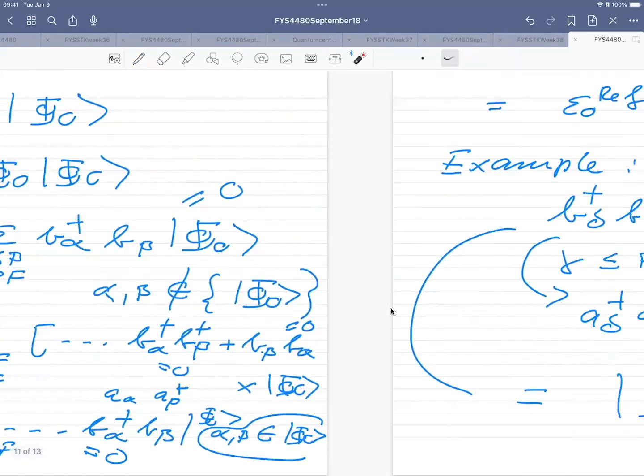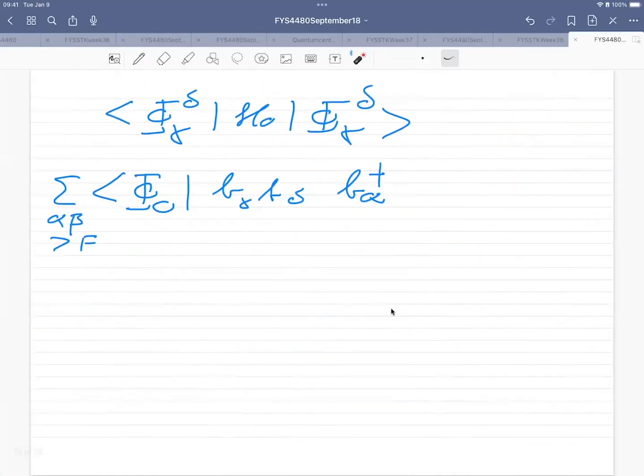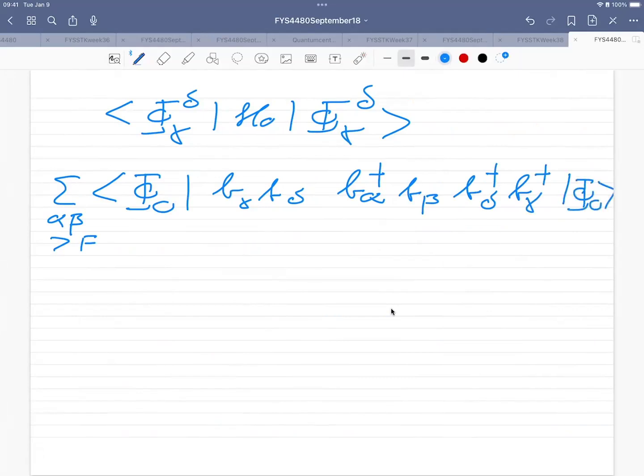And they are both above the Fermi level. Then we have B alpha, B beta. And then I have a B delta, a B gamma, and creation operator acting on phi 0. Now, if you look at the possible contractions which we have, then obviously this is a possible contraction. This is a possible contraction. And this one is a possible contraction.